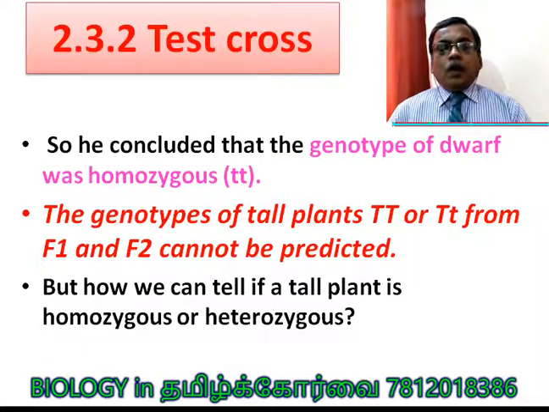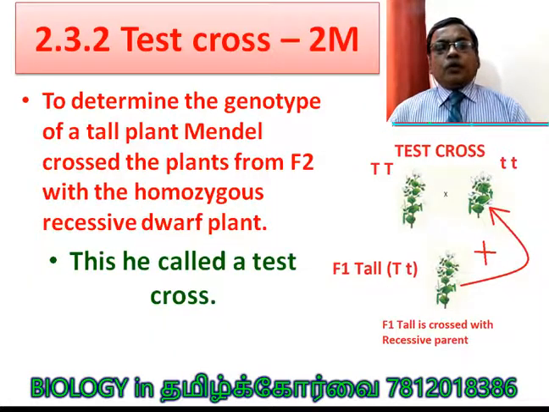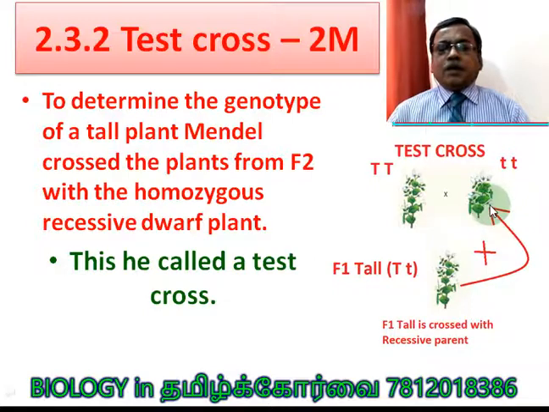But how can we tell if a tall plant is homozygous or heterozygous? Now the question arises whether that plant is homozygous or heterozygous. To determine the genotype of the tall plant, Mendel crossed the plants from F2 with the homozygous recessive dwarf plant. So this is the F2 tall plant. He crossed it with the homozygous recessive dwarf parental plant.